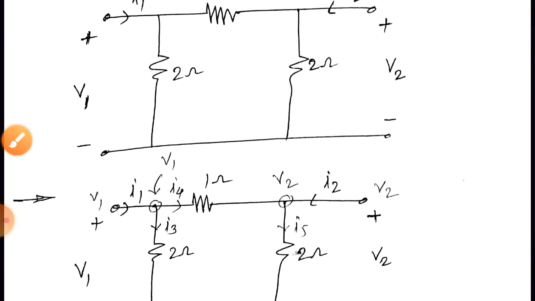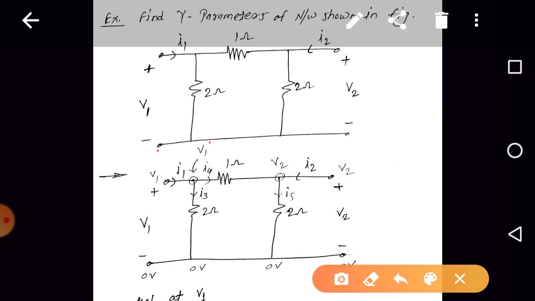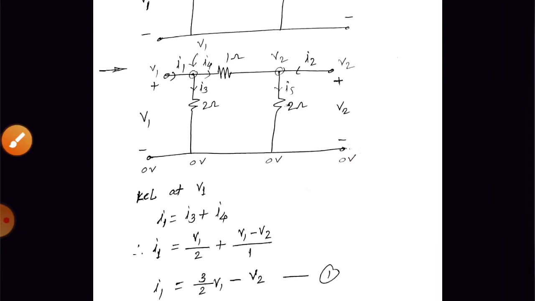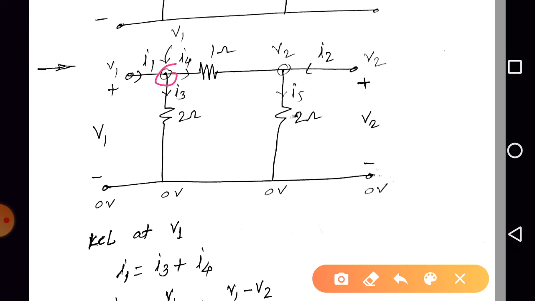If you check the given circuit and the circuit we have drawn in the answer, we have considered the potential at these points as 0 volt. Here it is V2, here it is V1, and if here it is V1, here it should also be V1. Here it is V2. After that, we have considered the branch currents I2, I3 and I4. Next, can we apply KCL at V1? KCL at V1 means KCL at this node. The sum of incoming current is equal to the sum of outgoing current.